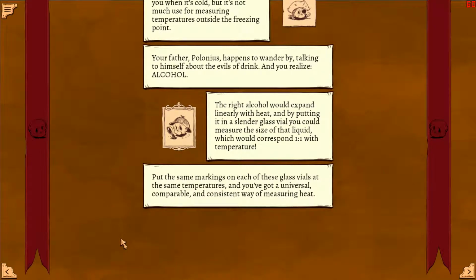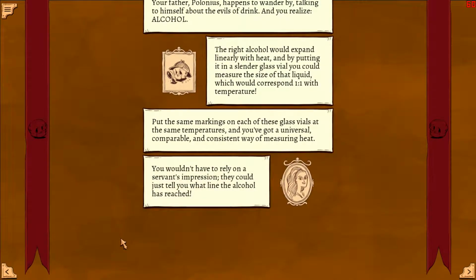Put the same markings on each of these glass vials at the same temperatures, and you've got a universal, comparable, and consistent way of measuring heat. You wouldn't have to rely on a servant's impression. They could just tell you what line the alcohol has reached. You run back to your room to start working on the prototype. Just as you complete it, you hear a knock at your door.